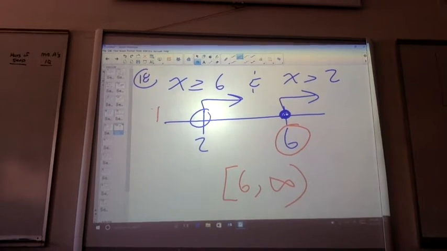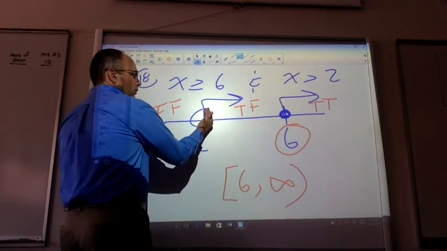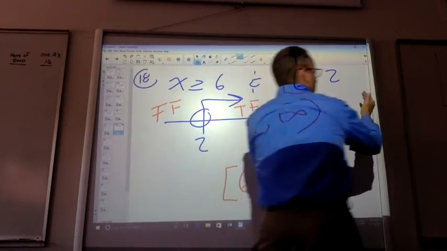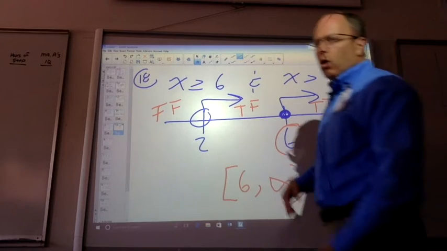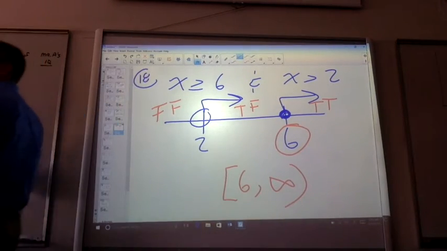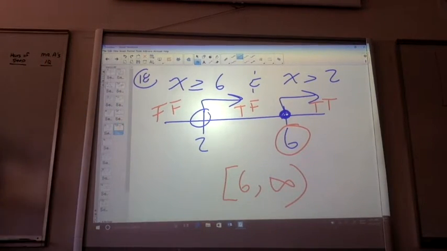Okay? Over here, we'd have false, false. In here, we'd have true, false. Over here, we'd have true, true. We've broken the number line into 3 portions. We have a false, false portion. We have a true, false portion. We have a true, true portion. Identify with an and as true, true. If it's an or, you're only looking for at least one of them being true. So you're looking for a true, false, or a false, true, or a true, true.